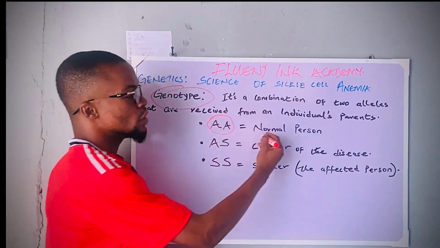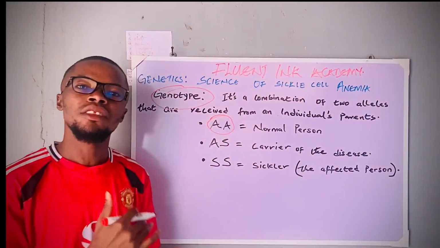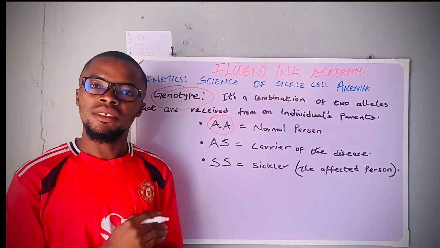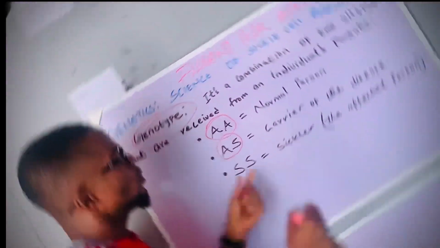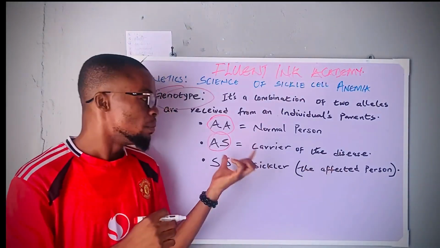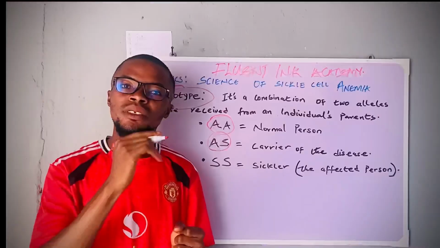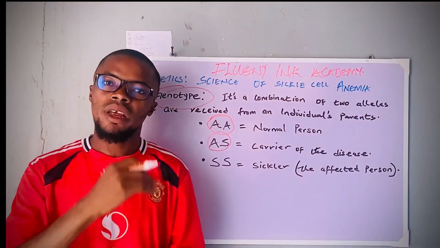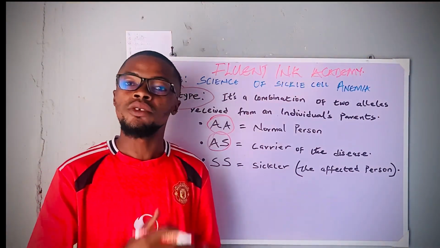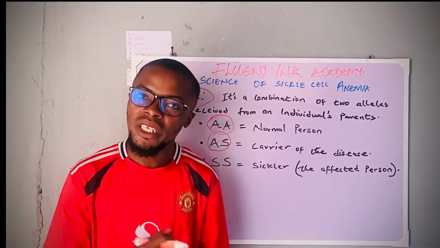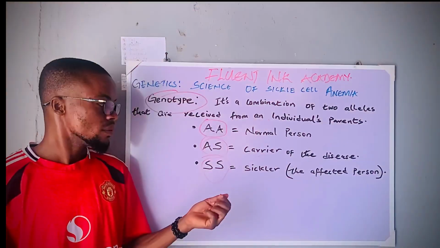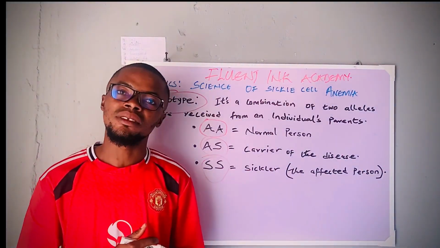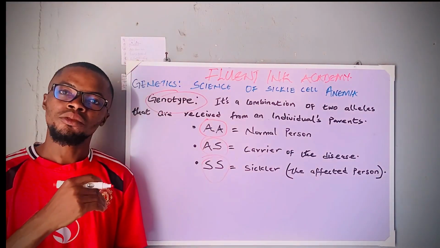So AA here is a normal person, and a normal person implies that that particular individual is free from sickle cell disease. AS here, which is a carrier of the disease, implies that the person has a trait of this sickness, sickle cell anemia, in him, but it is not expressed. It is not showing. It does not dominate. That is what it actually means. SS here is a sickler, the person that actually has the disease, the person that is suffering from it.